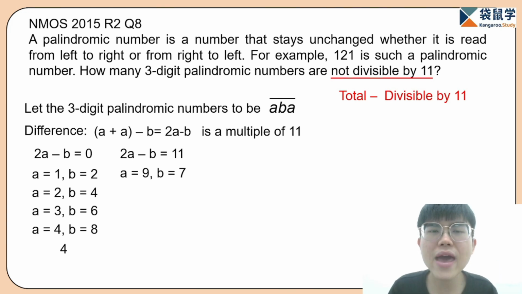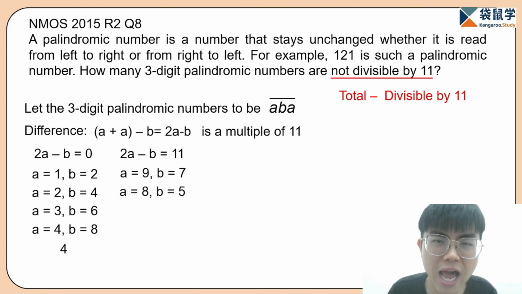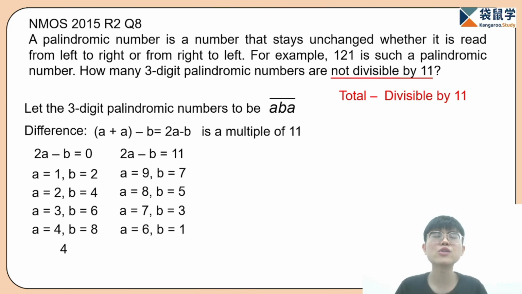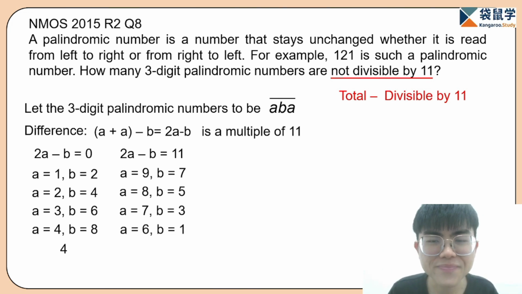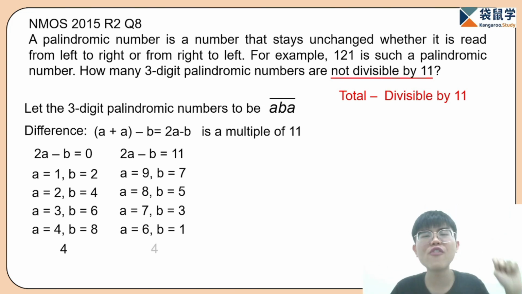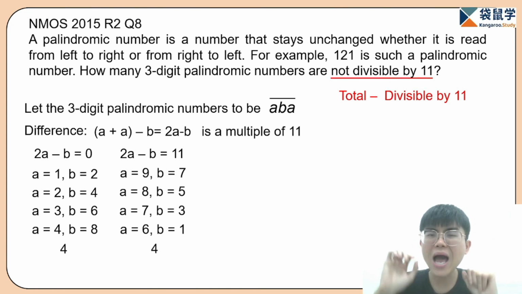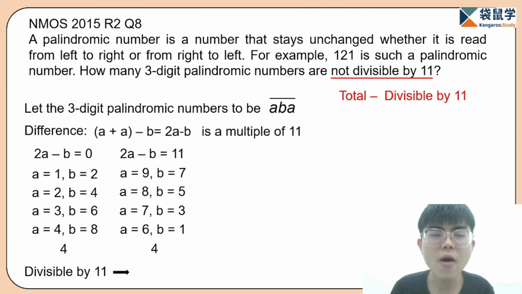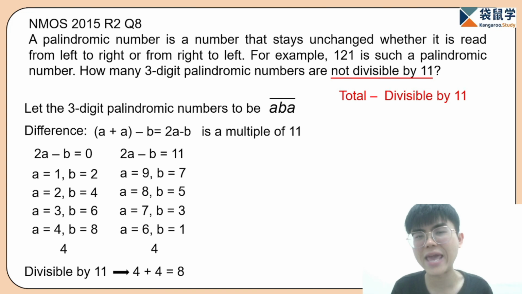Alright. And if A is equal to 8, B equal to 5. If A is equal to 7, B equal to 3. And A equal to 6, B equal to 1. How about if A equal to 5? Oh, if A is equal to 5, then 2 times 5 is equal to 10. 10 minus B is equal to 11. This is also not gonna happen. So there is also 4 possibilities here. So now we have found that the numbers that are divisible by 11, it is 4 plus 4, which is just equal to 8 numbers.